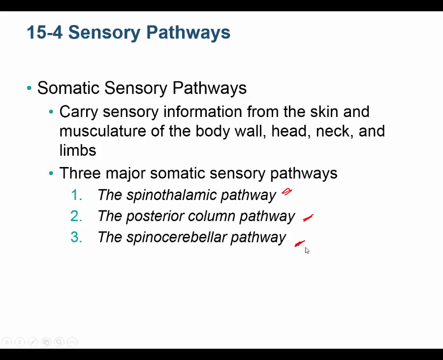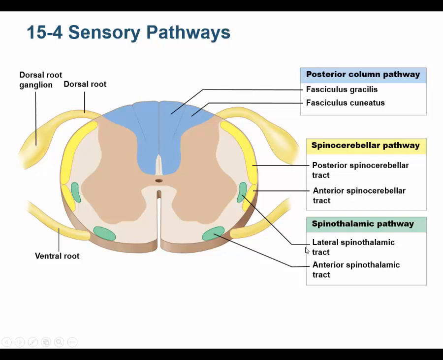All right, so these three pathways, all three of these are ascending pathways in the white matter of the spinal cord. And the green ones are the spinal thalamic pathways. You can see them there. These ascend into the central nervous, they already are in the central nervous system. They ascend into the brain. You can see the dorsal column medial lemniscus, also known as the posterior column pathway, right here and here. All of this. And then you can see the spinal cerebellar pathways here. So those are the three pathways you need to know.